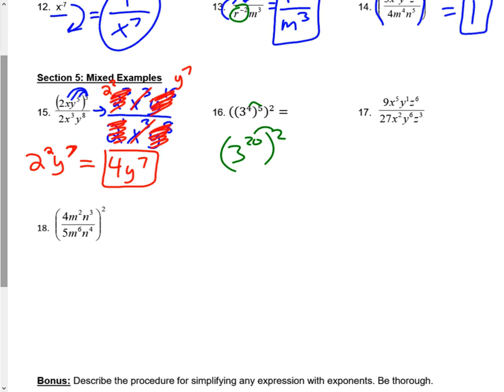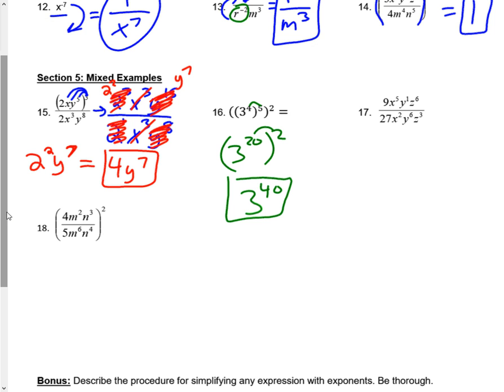Same thing goes here. I can do the 2 times the 20, and I get 3 to the 40th power, which I am not going to write out the whole answer because it's going to be longer than this sheet of paper. Don't want to do that. Let's go to number 17.